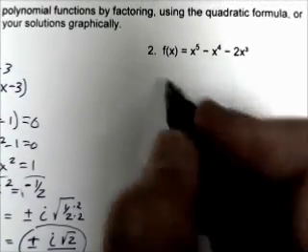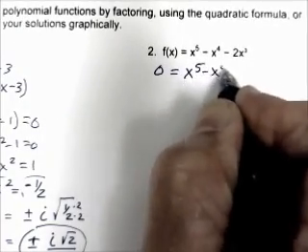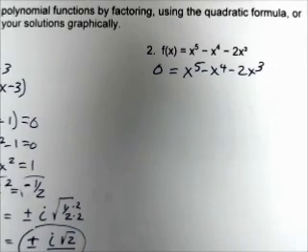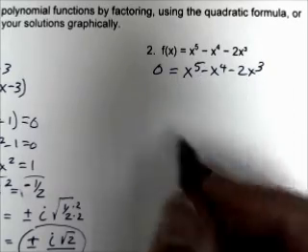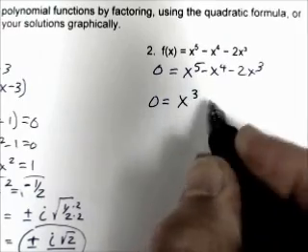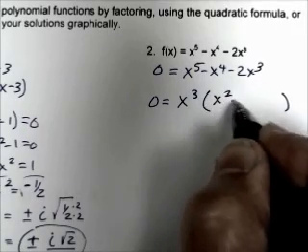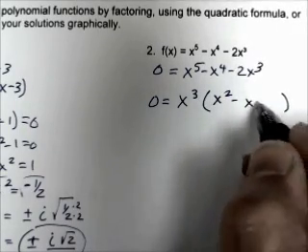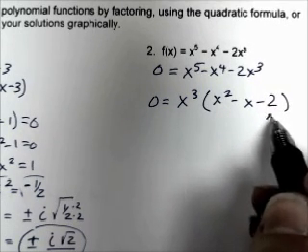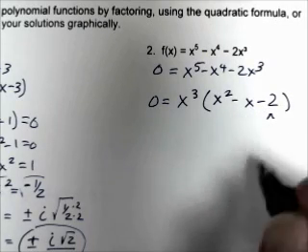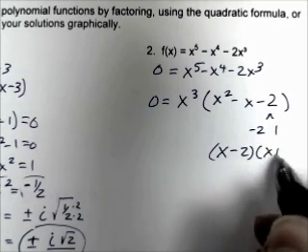Next, number 2, replace f of x with 0. 0 equals x to the 5th minus x to the 4th minus 2x to the 3rd. Degree 5 here. GCF, x to the 3rd. Factor out the GCF of x to the 3rd, and we get x squared minus x minus 2. Look at the trinomial in parentheses. Can we factor that? Are there factors of -2 that add to -1? Yes, -2 and 1. So this factors into x minus 2 times x plus 1.